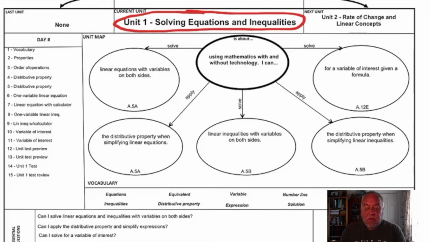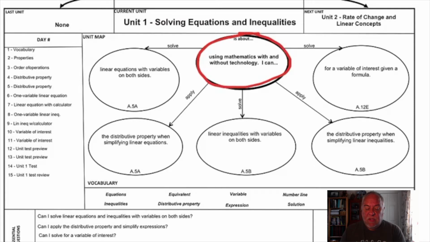Notice that all the unit organizers, as you will see as we go through this course, will always have this bubble here, and they all say the same thing. The unit is about using mathematics with and with technology. And then it says, I can, meaning you can, and here we go, solve linear equations with variables on both sides. Okay, so if I say 3x plus 2 is equal to 5x plus 6, then that has a variable on both sides, and you'll be able to solve those.